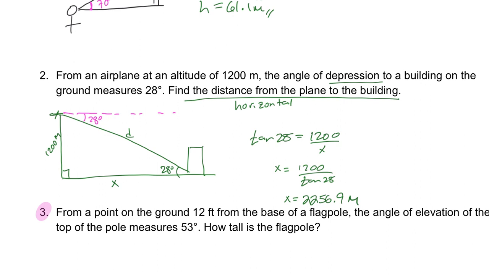Now let's find the distance directly from the plane to the building. In this case, my recommendation is to always use the numbers given in the exercise, because here I did round and I'm going to lose precision. So I'm going to use that 1200 and the 28. From 28, I have opposite and hypotenuse, so I'm using sine of 28 equals 1200 over the distance. By solving this, again, I get distance equals 1200 over sine of 28. Going to my calculator, 1200 over sine of 28 should give you 2556.1 meters.